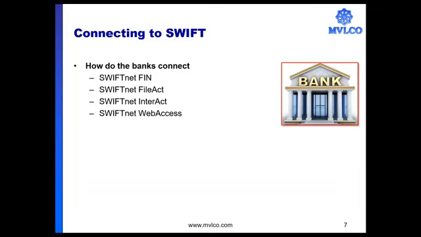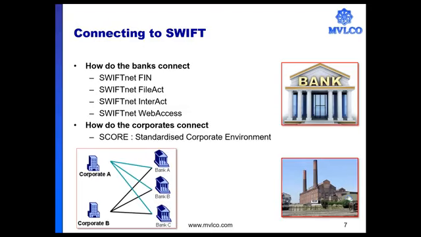Now let's understand how corporates would connect to the Swift mechanism. There are three basic methods of how corporates would connect. The first mechanism, which is used by a corporate to connect to Swift, is called SCORE, the Standardized Corporate Environment. Now, the Swift for Corporates initiative was initially introduced in 1999 in a limited form.